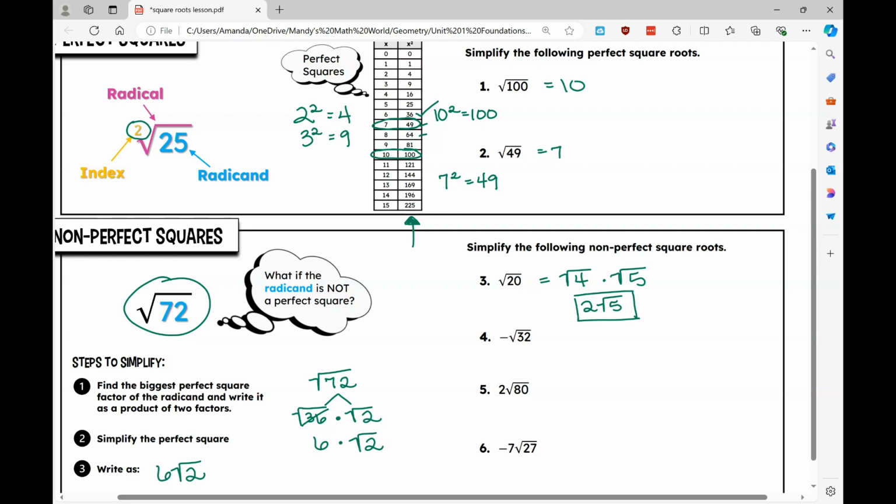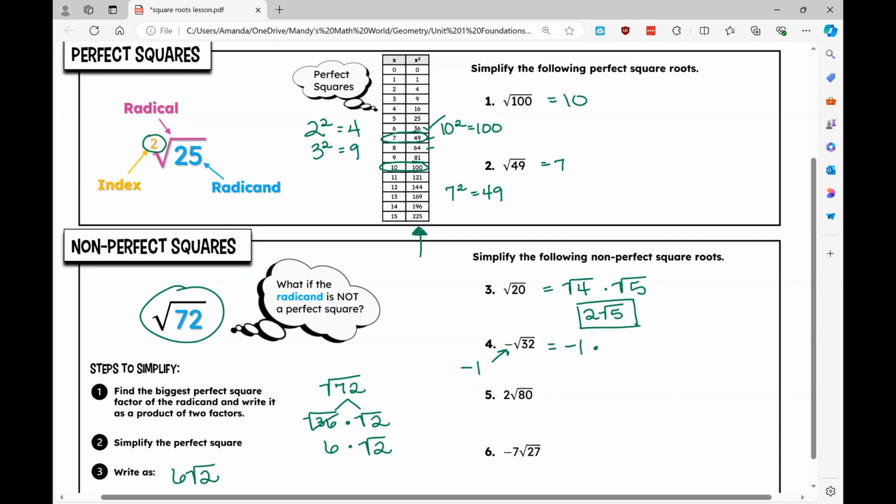Let's look at negative square root of 32. When there's a negative out in front, that just means -1 times the square root of 32. It just makes it negative. So let's rewrite it like that: -1 times the square root of 32. What's the biggest perfect square that goes into 32?